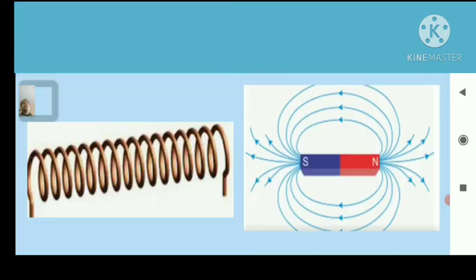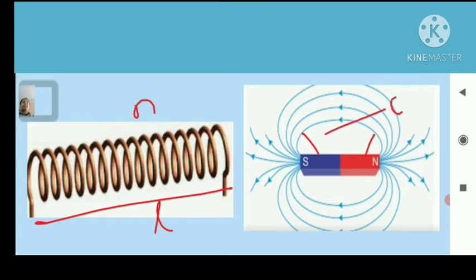Here is a solenoid having length L and number of turns n. And this is a bar magnet. You already know that a bar magnet has two poles, north pole and south pole, and these are the magnetic lines of force, which make closed loops.